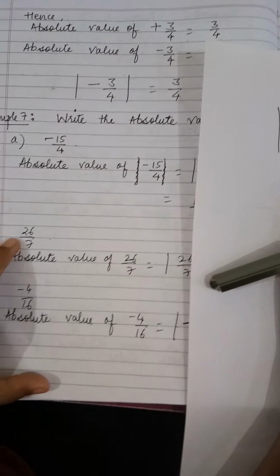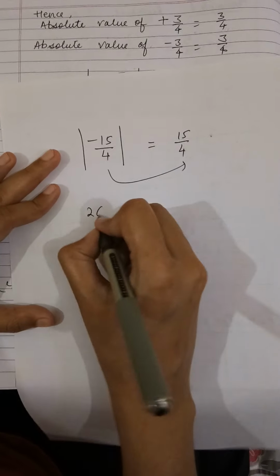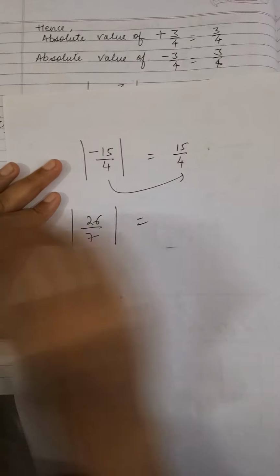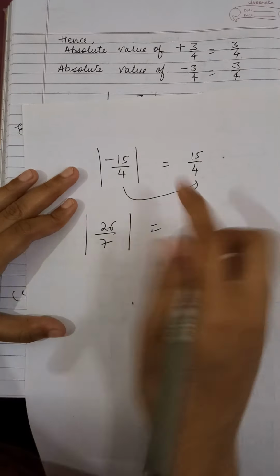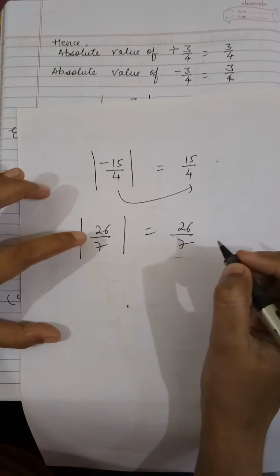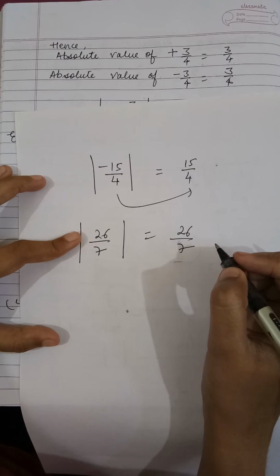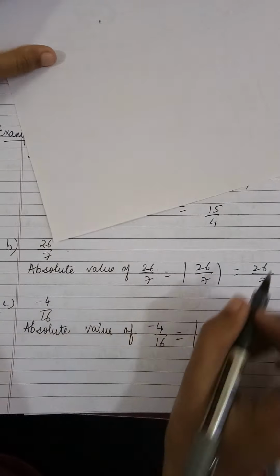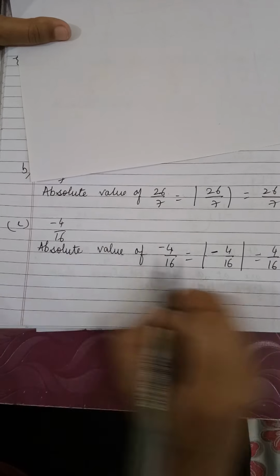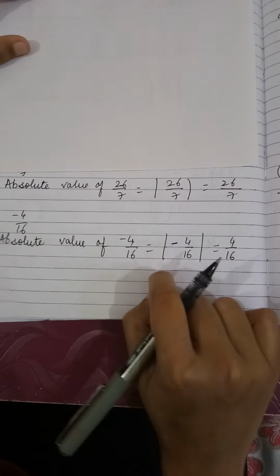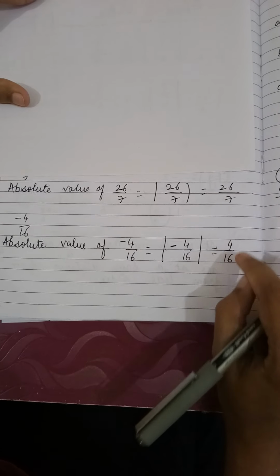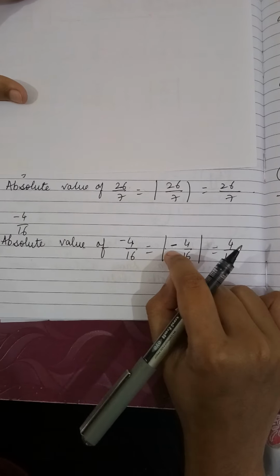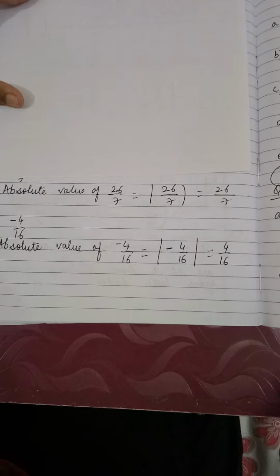See the B part, 26 upon 7. 26 upon 7 is inside the bar. If I place 26 upon 7, it will be as it is. No sign is there, meaning the sign is plus. It will be plus only. No change will come. Okay. C part, minus 4 upon 16. Minus 4 upon 16 inside the bar. 4 upon 16 will be as it is, and the negative sign will change to the positive sign. Okay.